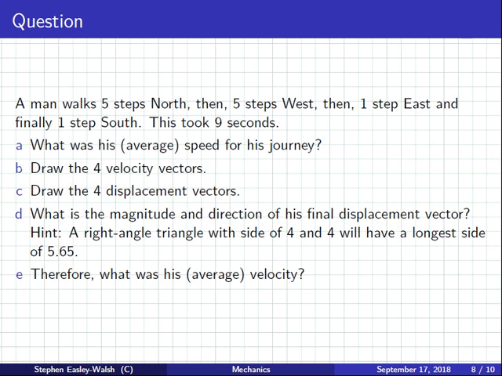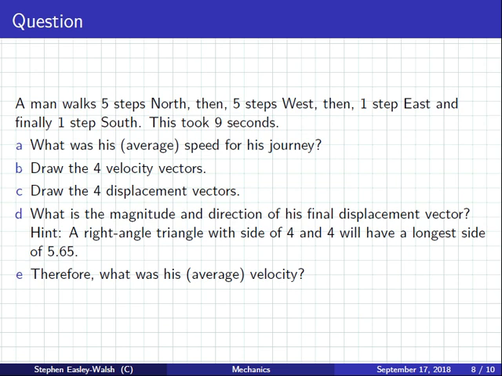Yeah. What's 12 over 9? 1.3, is it? Oh, you want the decimal point? Please, yeah, why not? Yeah, 1.33, is it? Yeah, 1.33, okay. Steps per second. Okay. Next we want to draw.